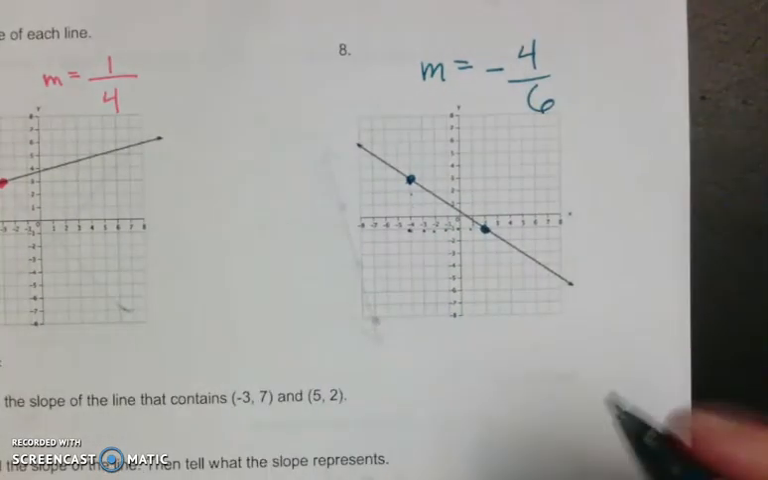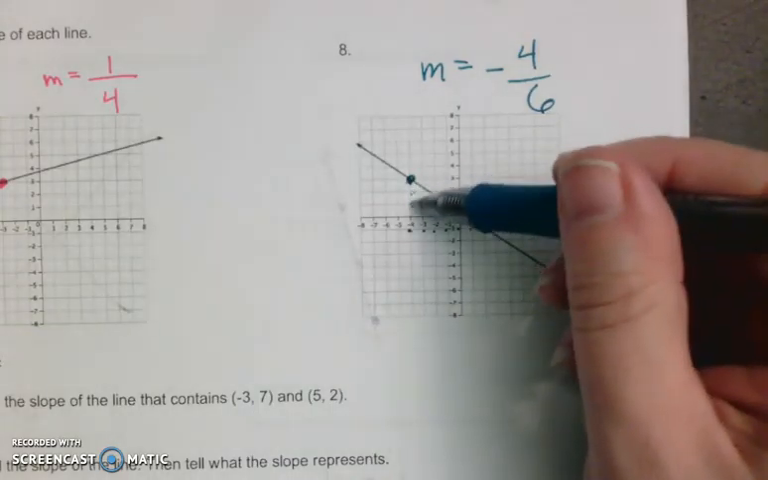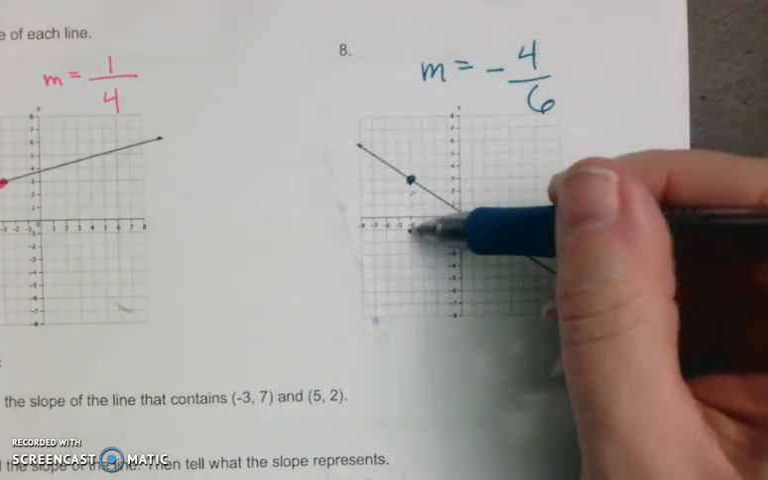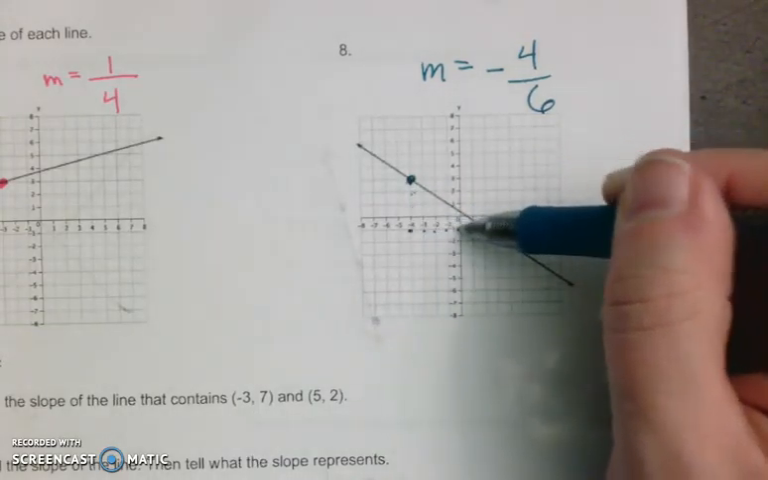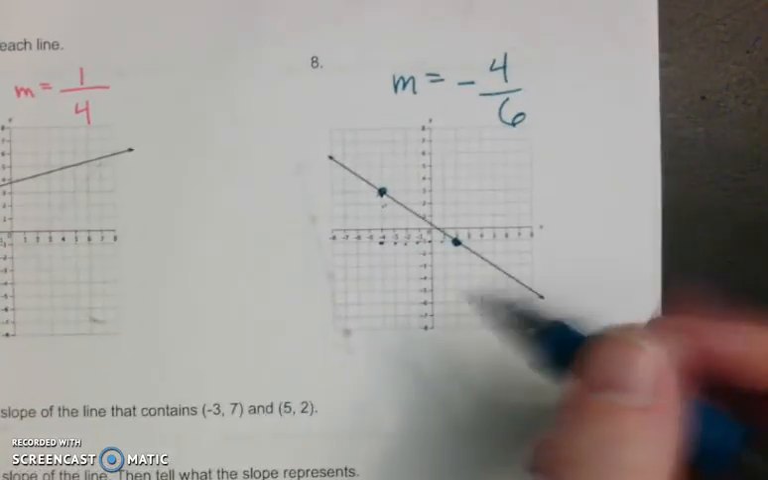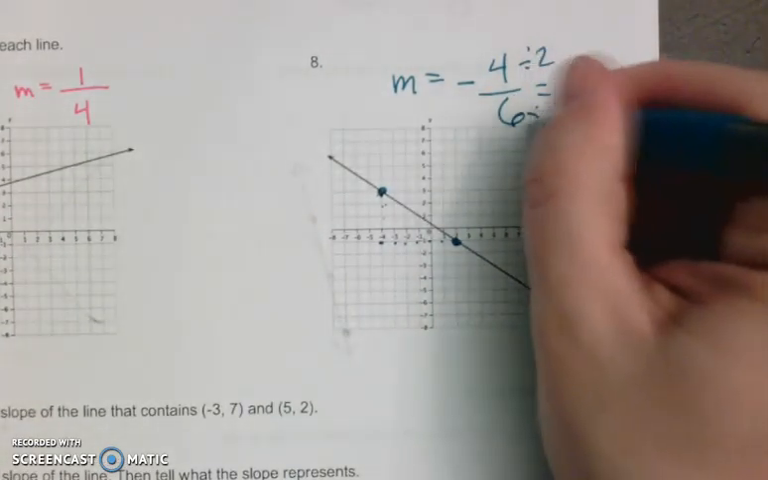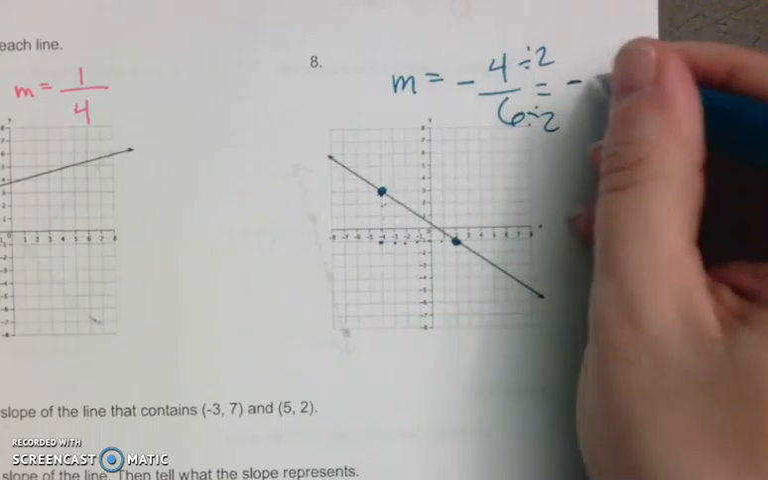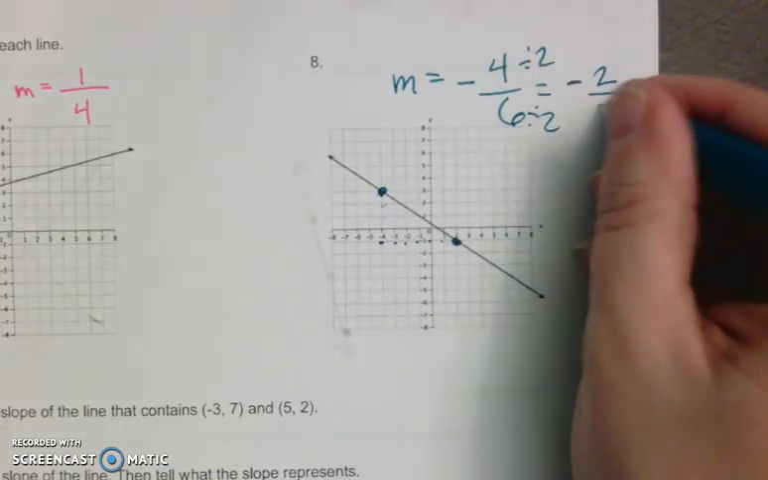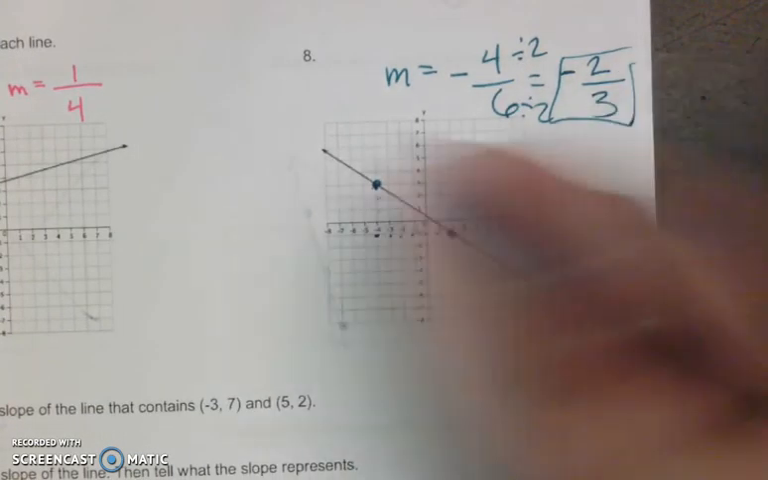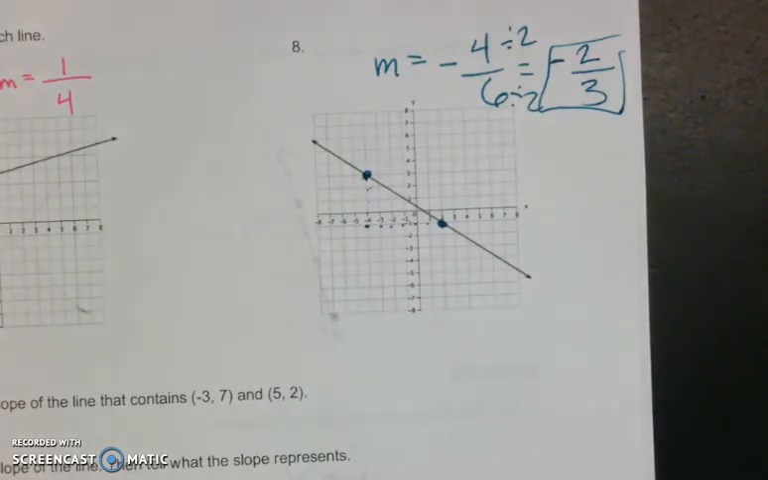Now I like to double check and make sure I counted it right. 1, 2, 3, 4, 1, 2, 3, 4, 5, 6. Now that can be reduced because 2 goes into both of them. So 4 divided by 2 is 2, 6 divided by 2 is 3. Line's going down, it's negative, negative 2/3.